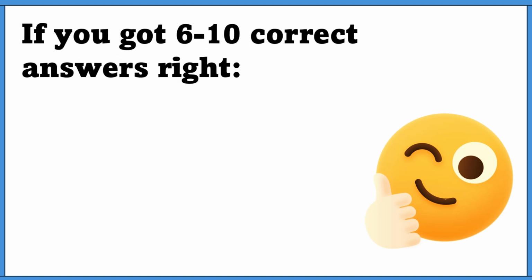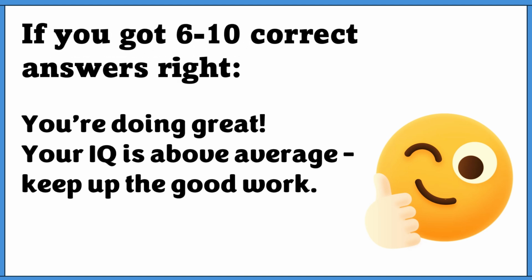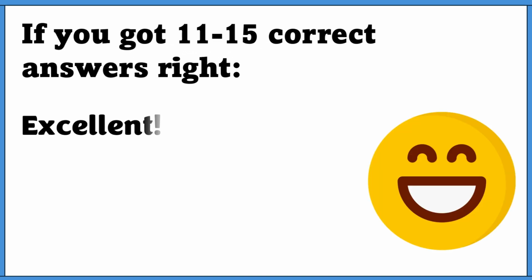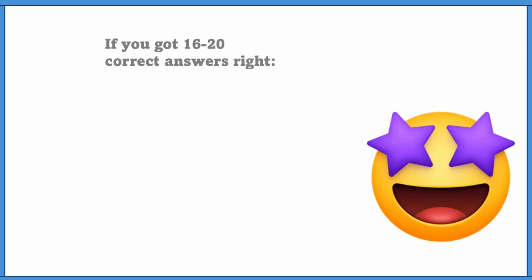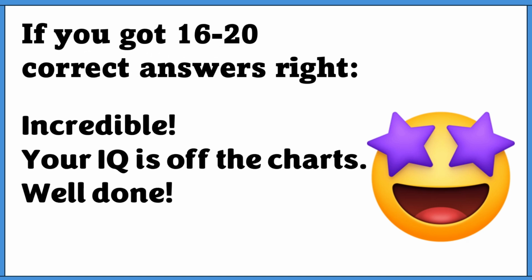If you got 6 to 10 correct answers right, you're doing great. Your IQ is above average. Keep up the good work. If you got 11 to 15 correct answers right, excellent. You have a sharp mind and a high IQ. If you got 16 to 20 correct answers right, incredible. Your IQ is off the charts.